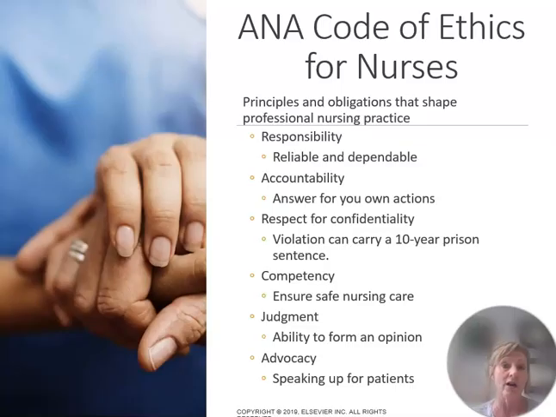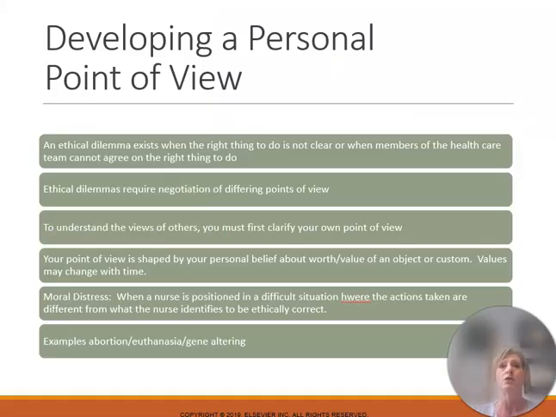So we did a skills checkoff on medications. We did a skills checkoff on assessment. We did a skills checkoff on Foley to make sure you're competent at doing that skill so no harm comes to your patient. Judgment. This is the ability to make an opinion, develop your own opinion on something. And then advocacy is probably one of the biggest things that nurses need to do, is speaking up for the people that can't speak. So making sure you're getting that pain medication for your patient that the doctor forgot to get. Developing a personal point of view.